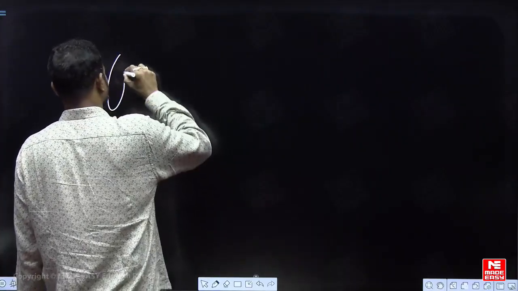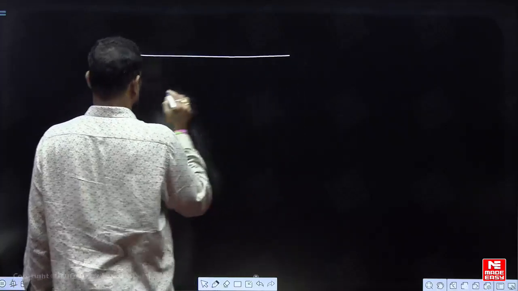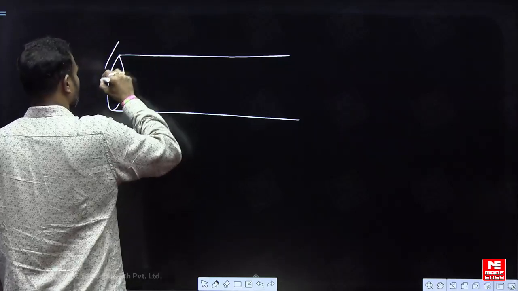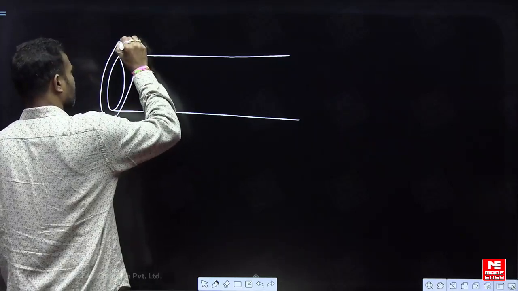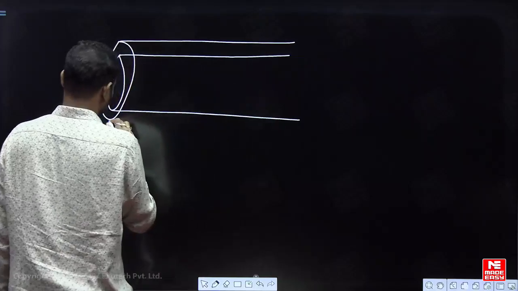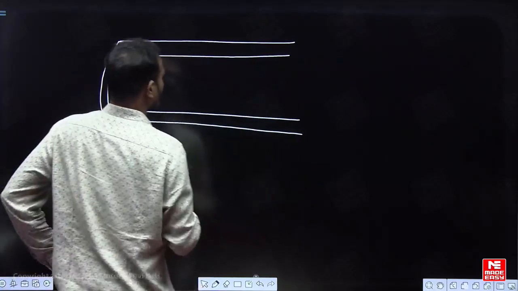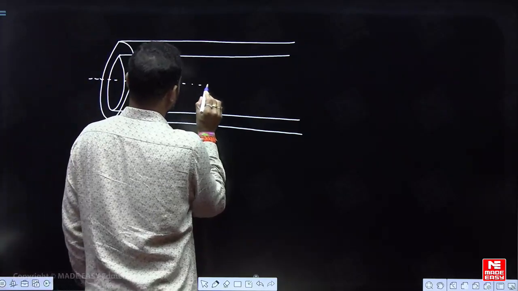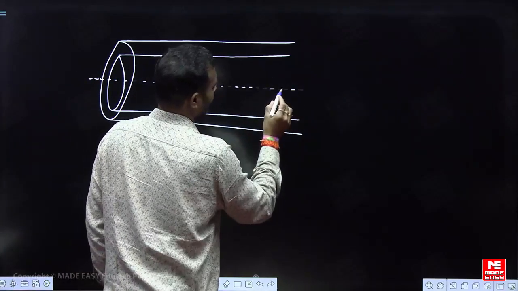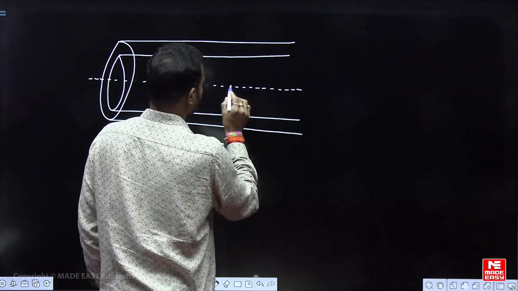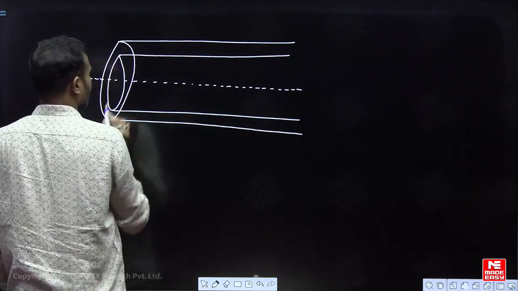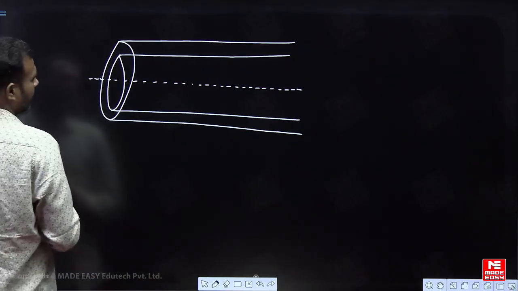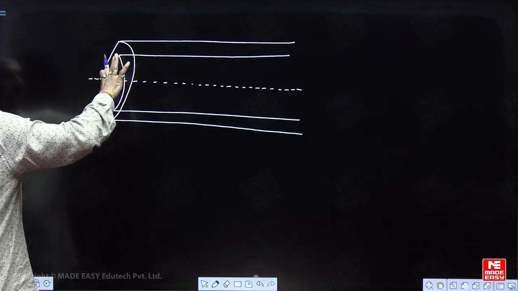This is called the diameter of the core. And this one is called the diameter of the clad. This is called the axis of the fiber. Now, concentrate here. The core diameter is very, very high.